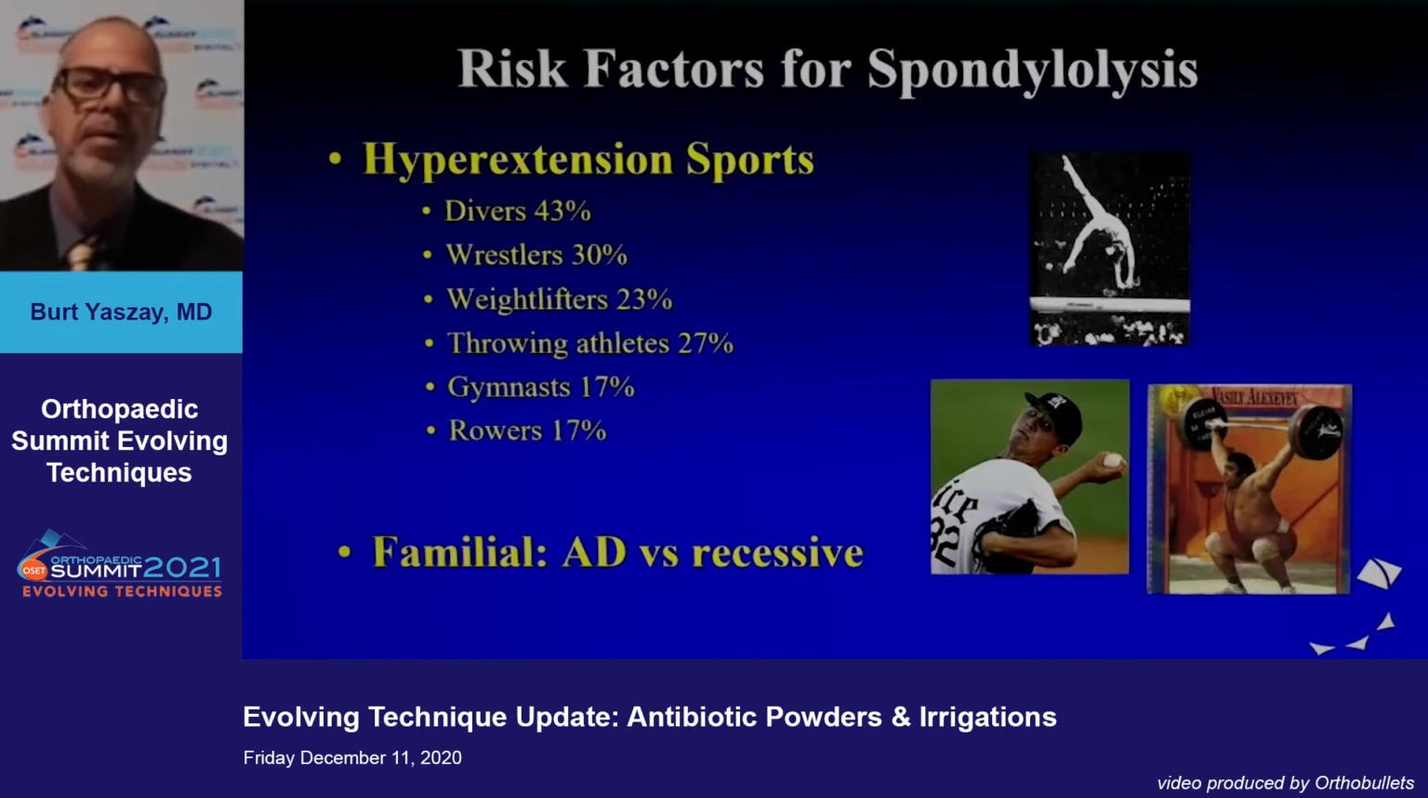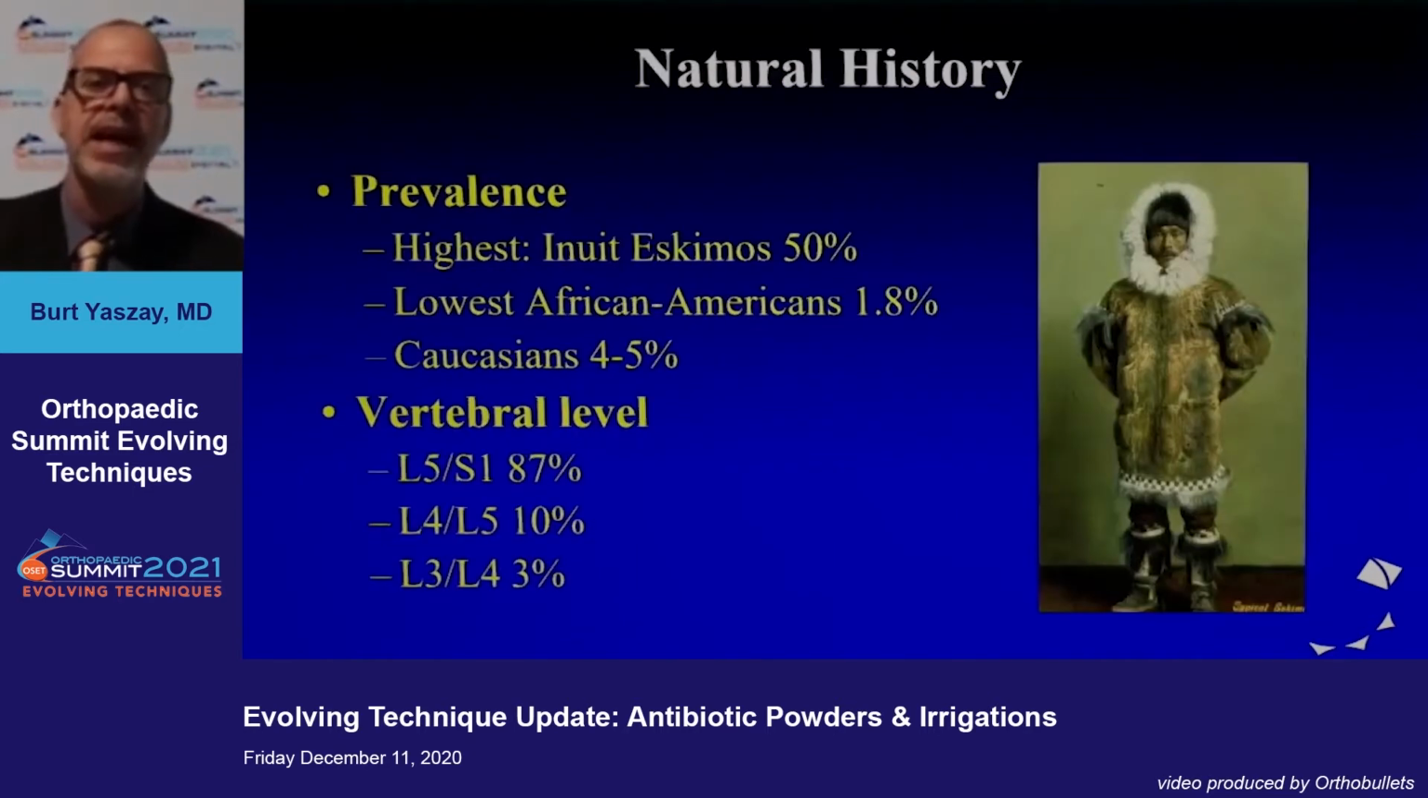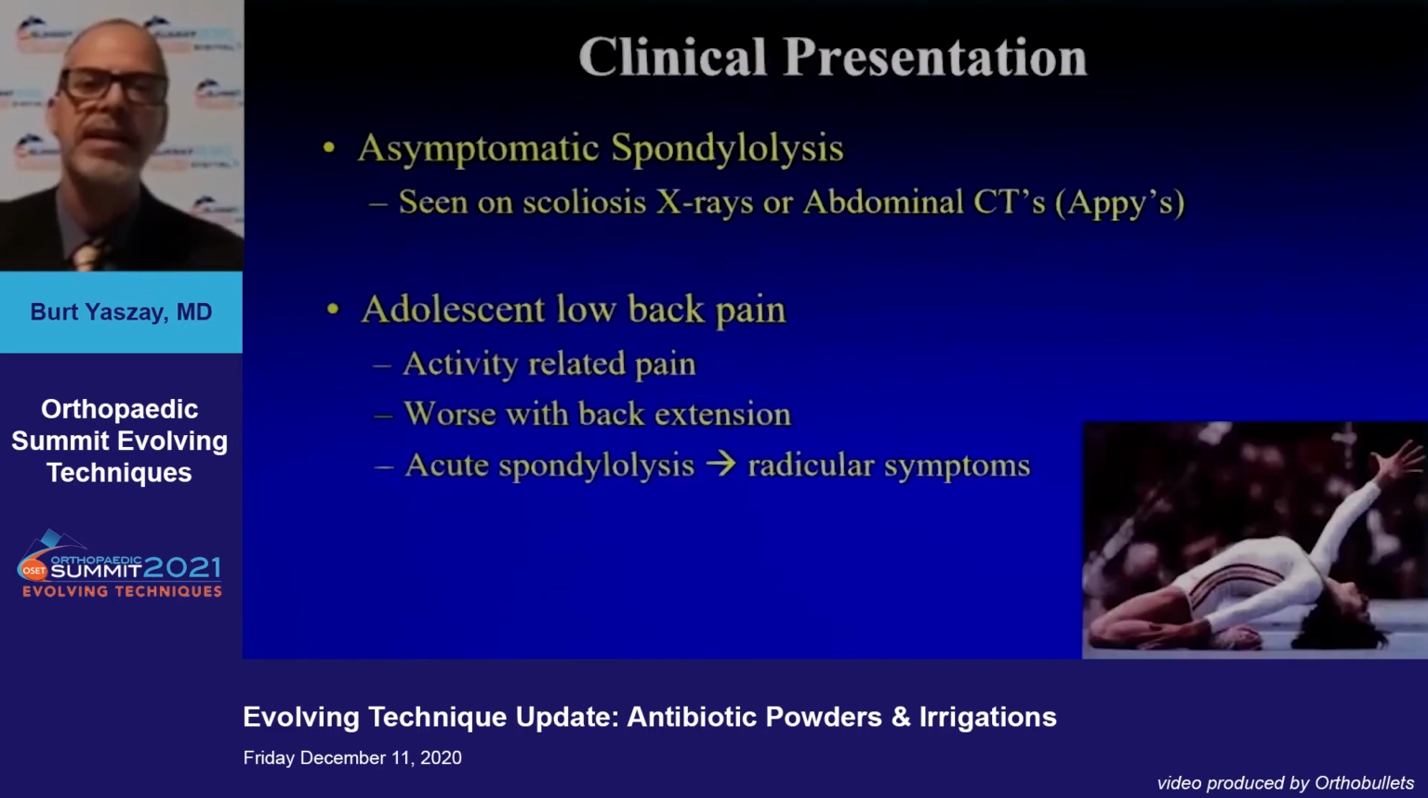There are also familial forms of spondylolysis, and you can actually see this based on some ethnicities, with Inuit Eskimos having up to 50% incidence or prevalence of spondylolysis, with the lowest then reported among African Americans. In terms of my own population, I would say that the vertebral level is consistent, with almost 90% of them occurring at L5 or the L5-S1 junction, and then decreasing in number as you go cephalad.